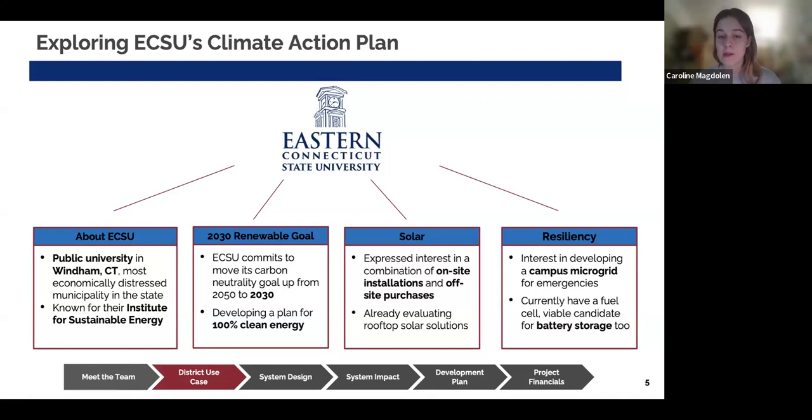It has this Institute for Sustainable Energy, but also more recently in the Climate Action Plan, it detailed that it wants to commit to moving its carbon neutrality goal up from 2050 to 2030, and has specifically mentioned within the plan their goals for solar procurement and also storage growth. So they've expressed interest in a combination of on-site installations and off-site purchases. And they've also expressed strong interest in developing a campus microgrid for emergencies, which defined our decision to expand into storage. Next slide, please.